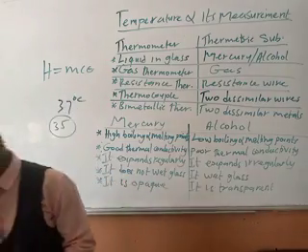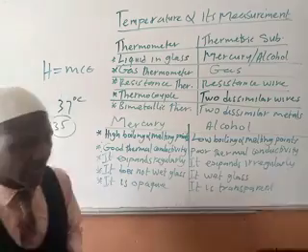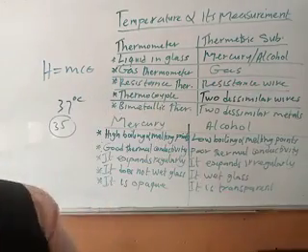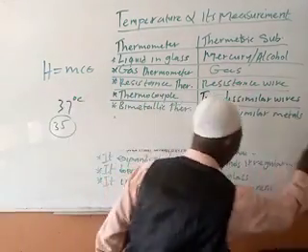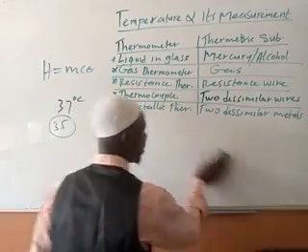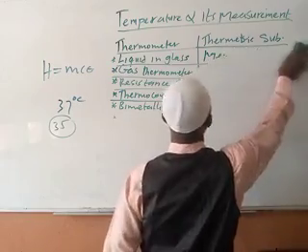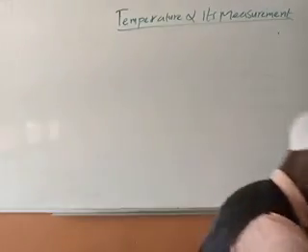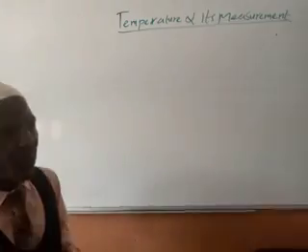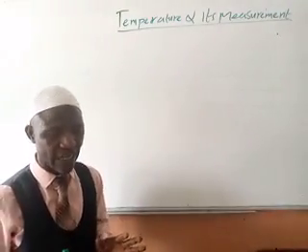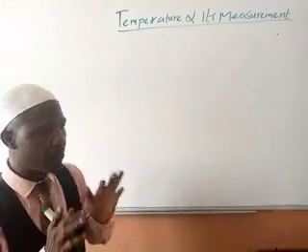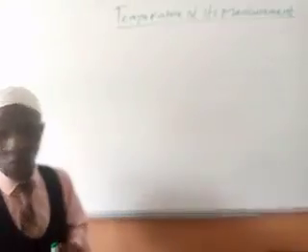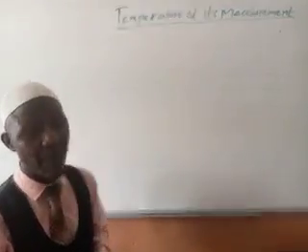Then the next one is fixed points of thermometer. Any thermometer has two major fixed points. It has upper fixed point and lower fixed point. When you say upper fixed point, we mean the temperature of steam from pure boiling water at standard atmospheric pressure, that is 760 millimeter mercury.